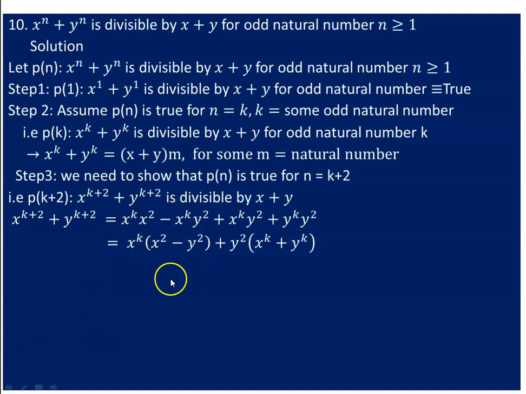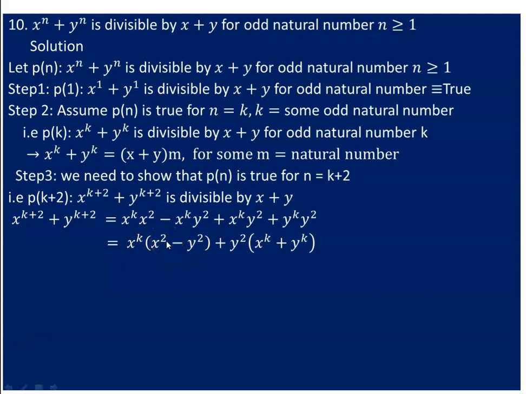Then come here again. Look, y squared is taken out, so x to the power of k plus y to the power of k follows. Look guys here, x squared minus y squared, as you remember from your elementary mathematics class, can be written as x minus y times x plus y. Is that not so, students? I hope you understood. x squared minus y squared can be written as x minus y times x plus y.